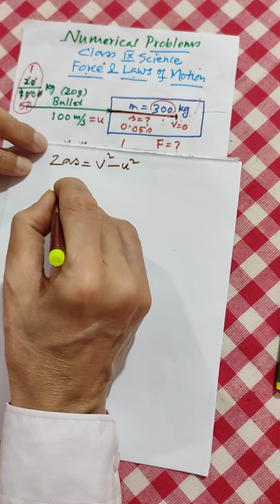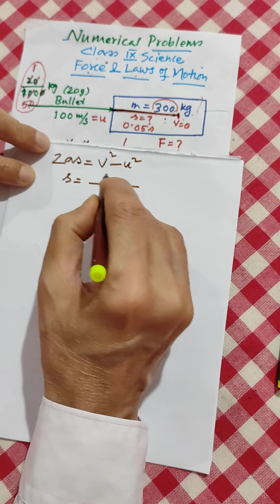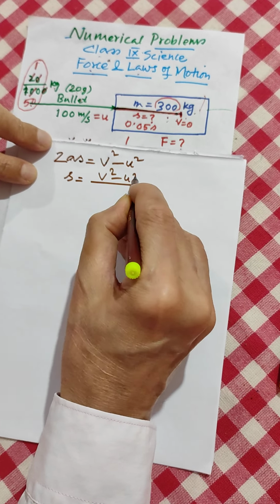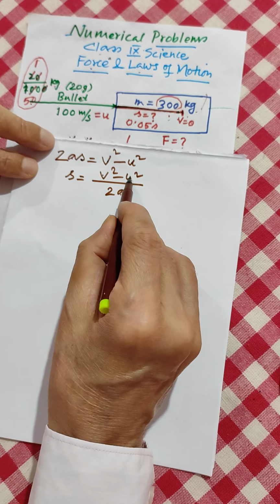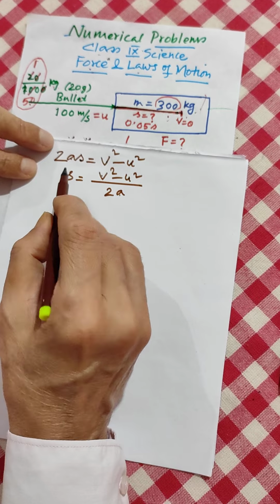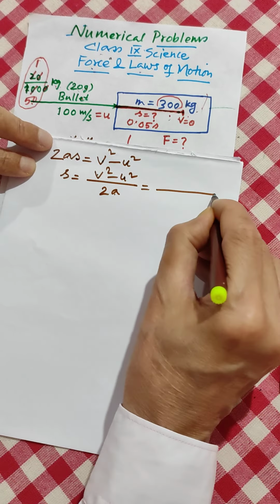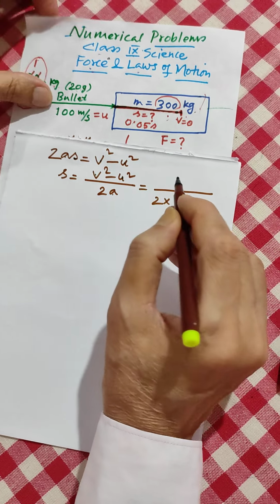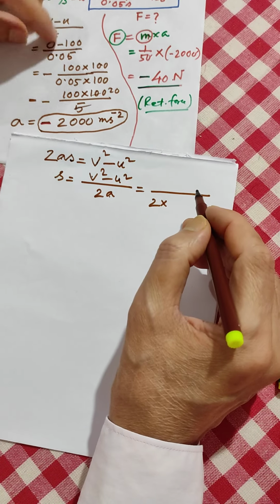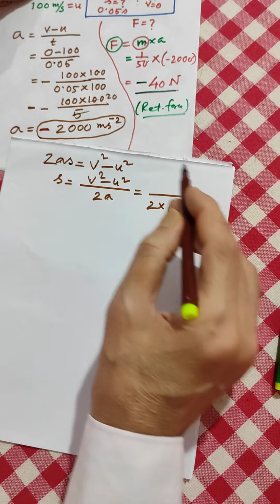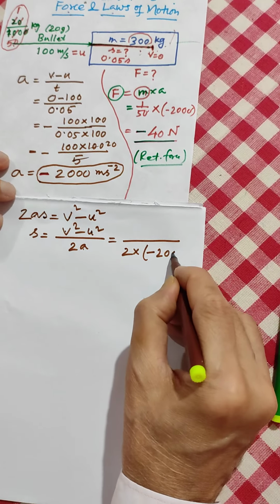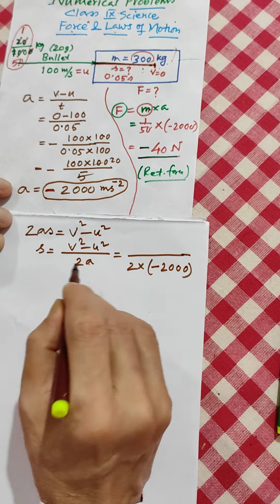So S is what? V square minus U square by twice A. A is known, V is known, U is known, so we can find S, isn't it? So equal to what? Now 2 into A, acceleration. We have found out A: minus 2000. So twice A, then V square.